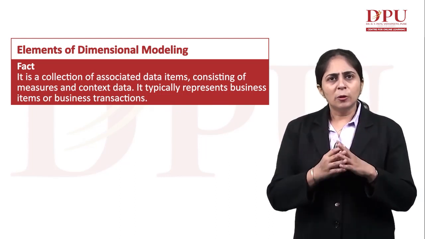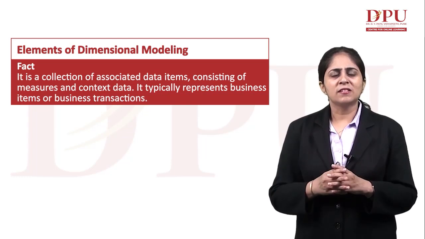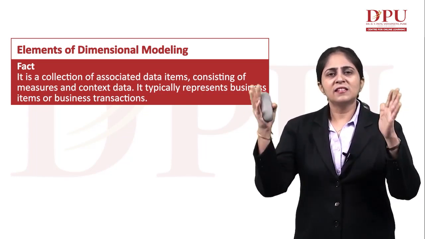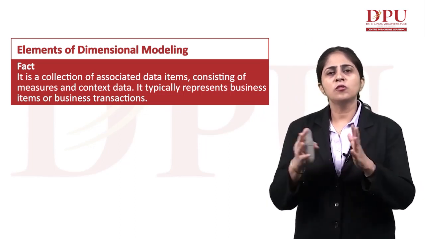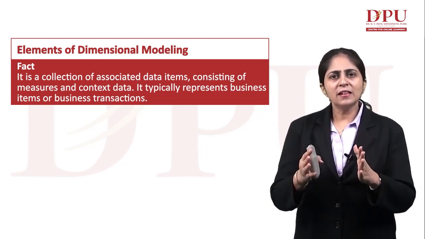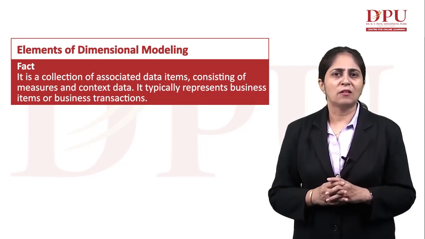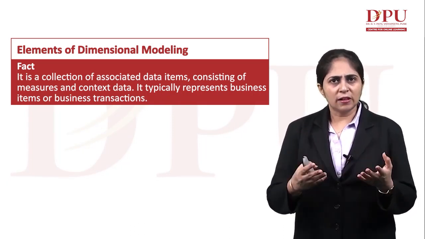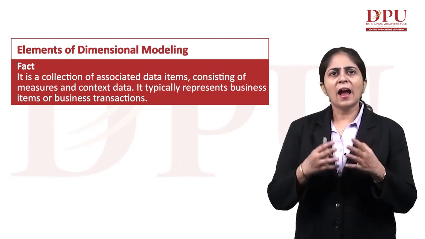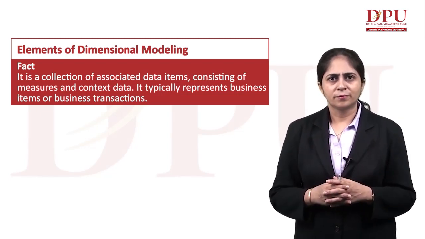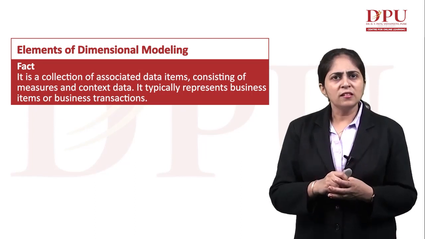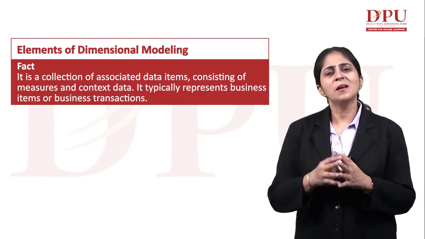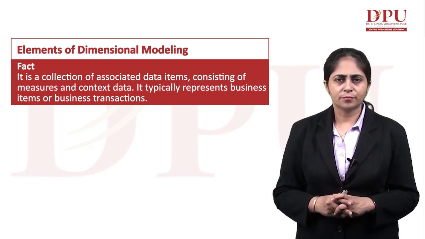So in dimensional modeling, the very first thing that is important is a fact, which is itself a collection of associated data items. Data items which are associated in some way. It is a collection of that, and it will consist of the measures and the context data. So facts are used to represent the business items, or we can say the business transactions.